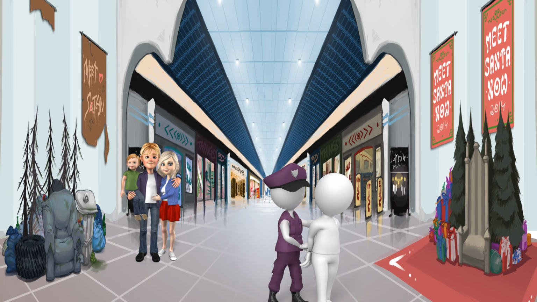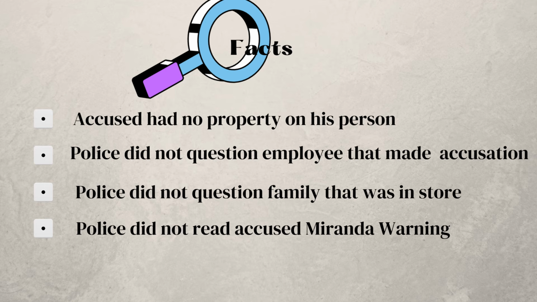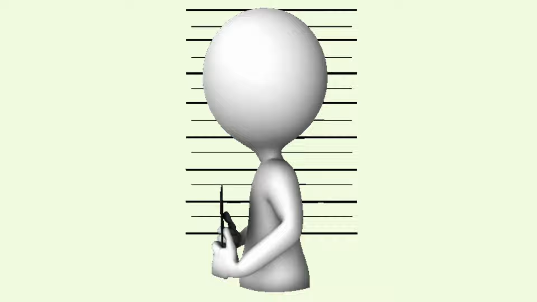Now, here are important facts you need to know. The accused had no property on his person at the time of his arrest. The police did not question the employee that made the accusation. The police did not question the family that was in the store, although the family told the police officer they were there and did not see the individual take any items. And the police did not read the accused his Miranda warning. And at all times, the accused stated he's innocent. Is this malicious prosecution? Let's see.